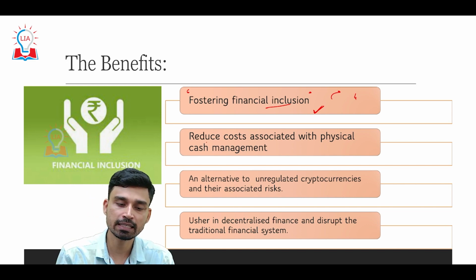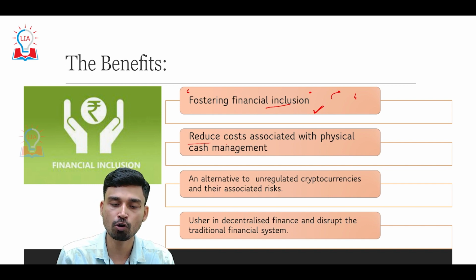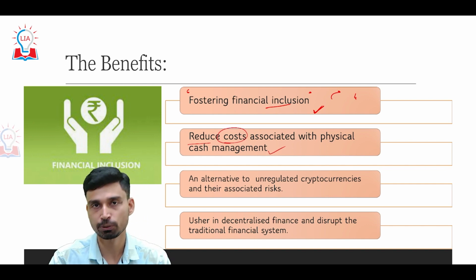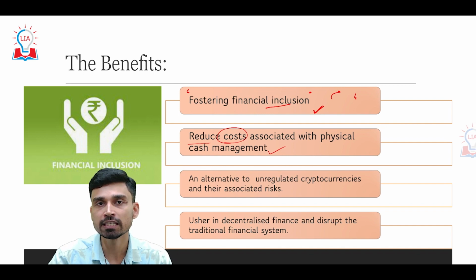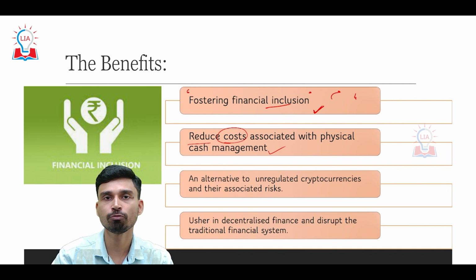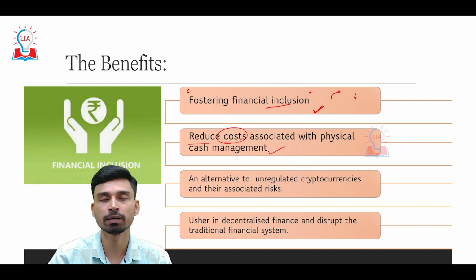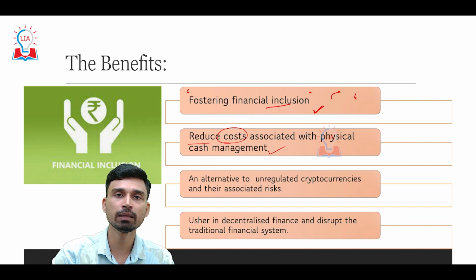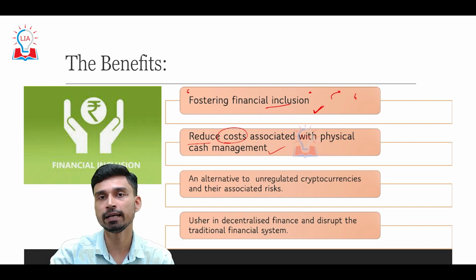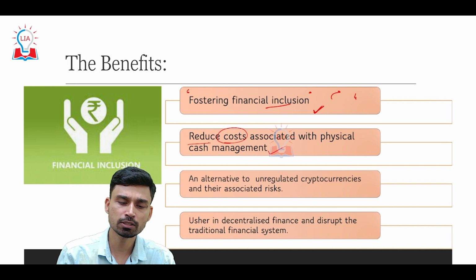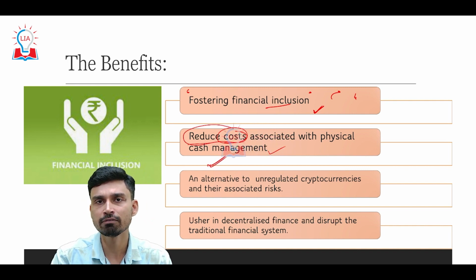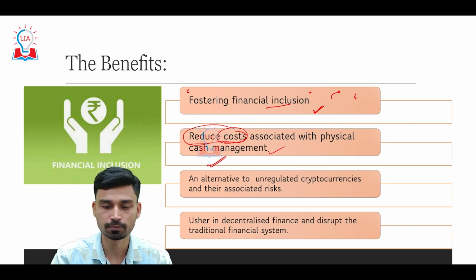Not only that, once it is fully developed, it will help in reducing the cost associated with physical cash management. Obviously, if the Reserve Bank is printing money in physical form, they have to incur the cost of printing equipment. They have to incur the cost of movement of this money from one place to another. Even commercial banks have to incur costs because they need to put the money into ATMs, take the money back from the customer, and send it to the central bank's treasury. So there are a lot of costs associated with physical cash management that will be reduced significantly once the digital rupee is launched.